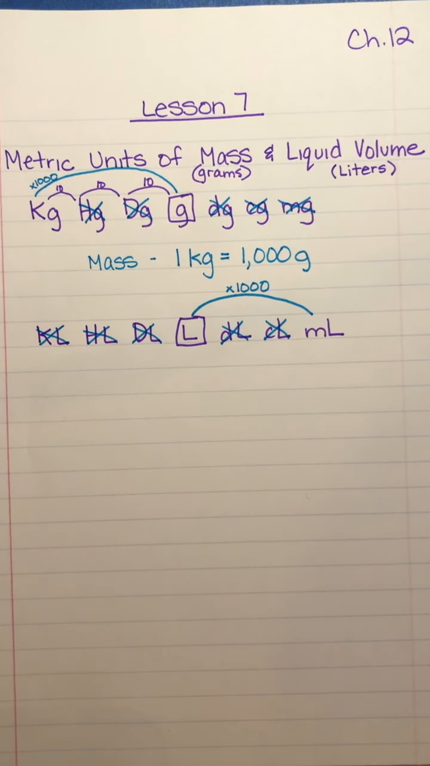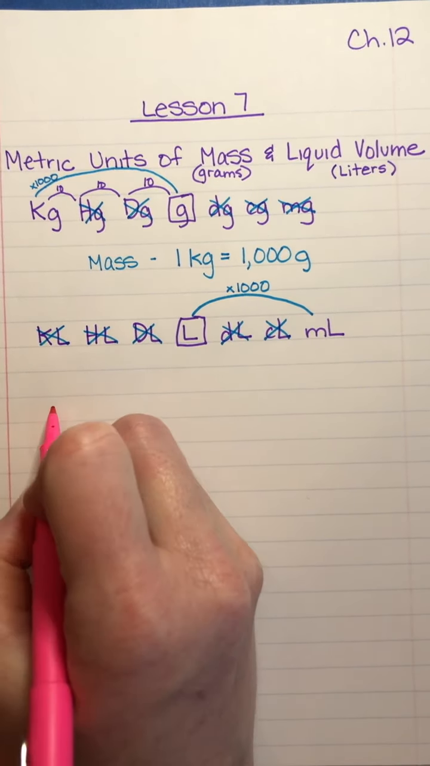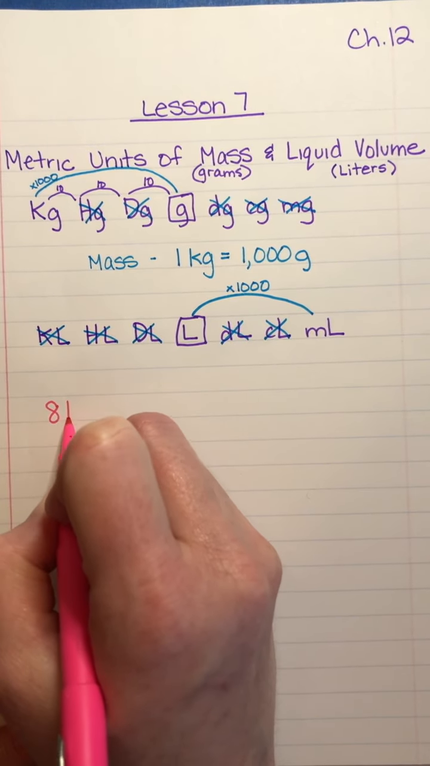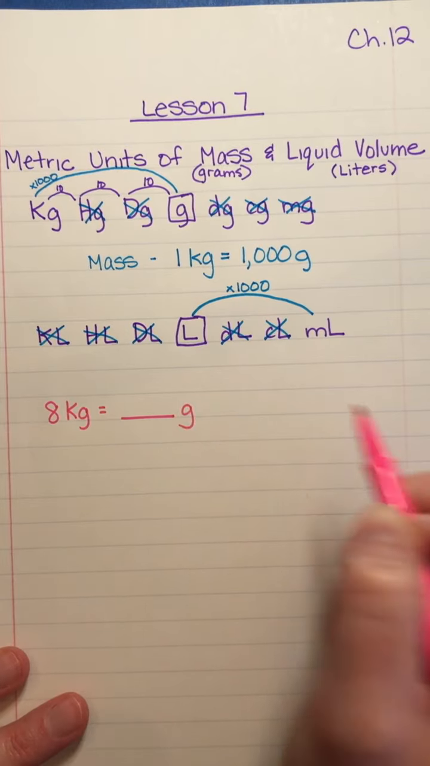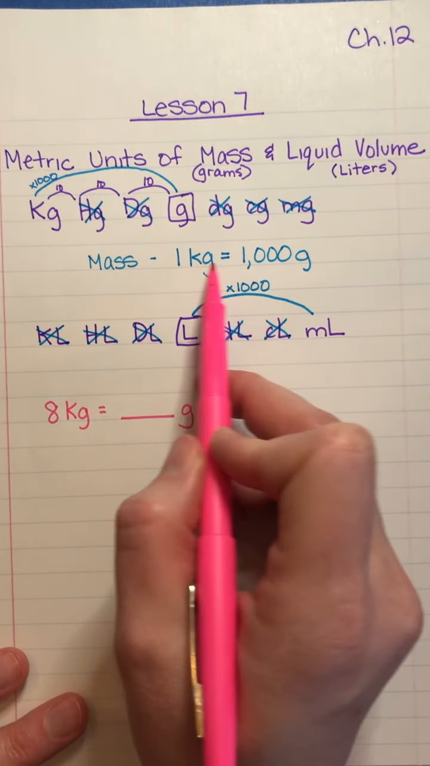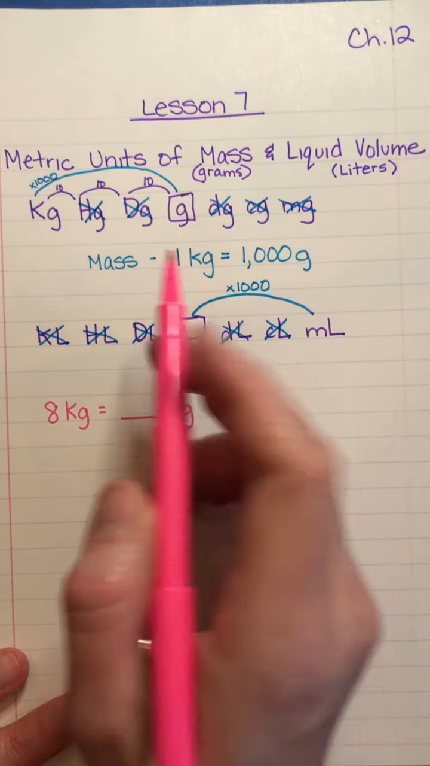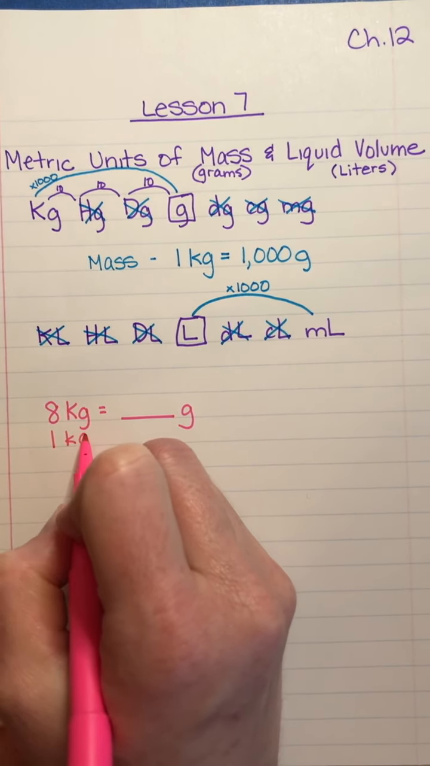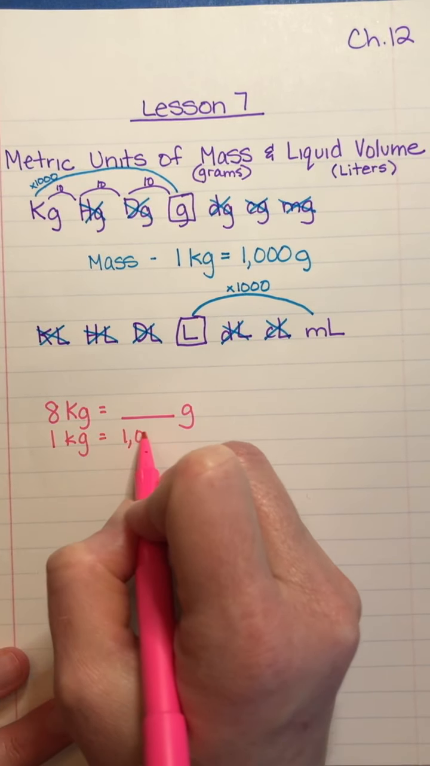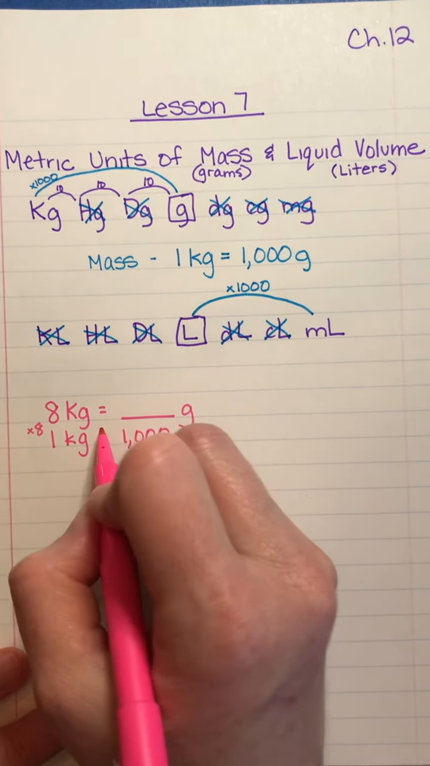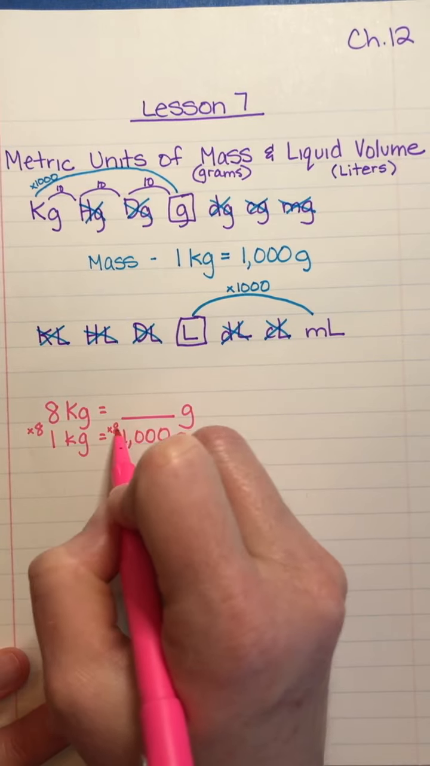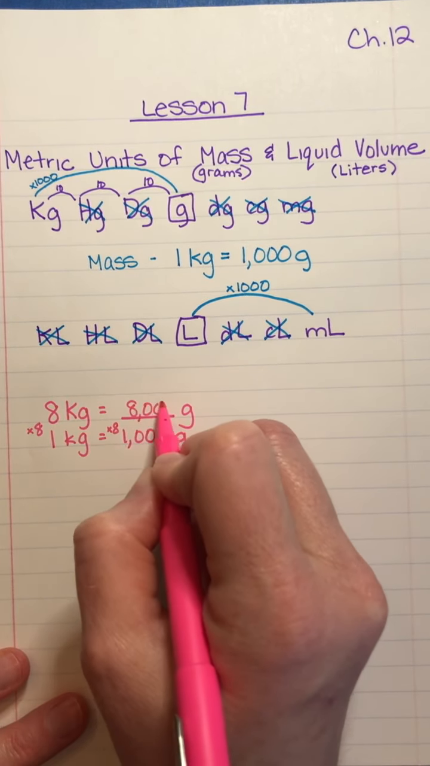For your lesson practice today, working on your conversions, let's say we've got 8 kilograms, and I want to know how many grams that is. Based on my conversion, 1 kilogram equals 1,000 grams. So I'll write my basic fact underneath, my basic unit of measure. And 1 times 8 is 8. Do the same thing over here. 1,000 times 8, 8,000 grams.